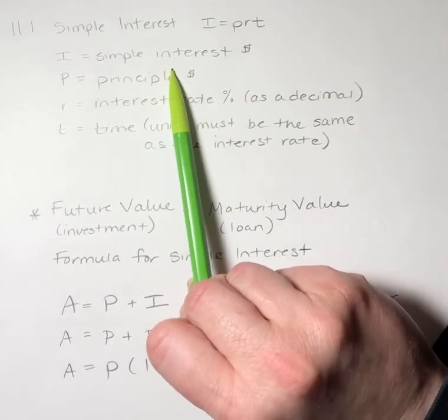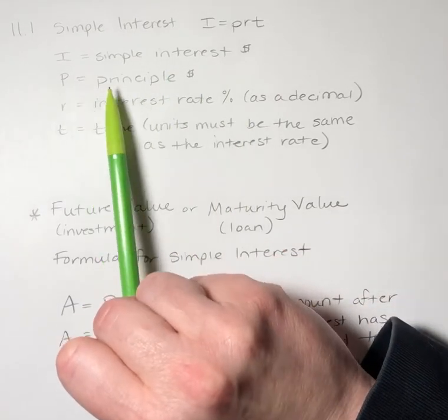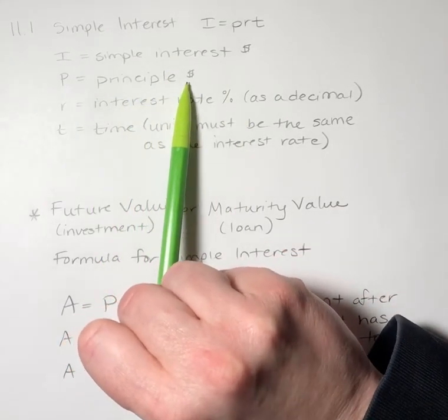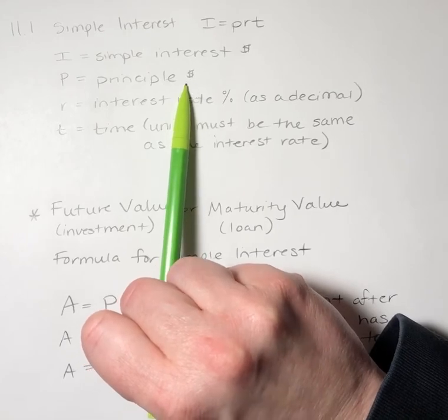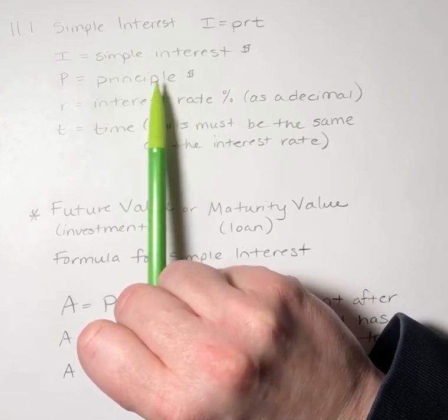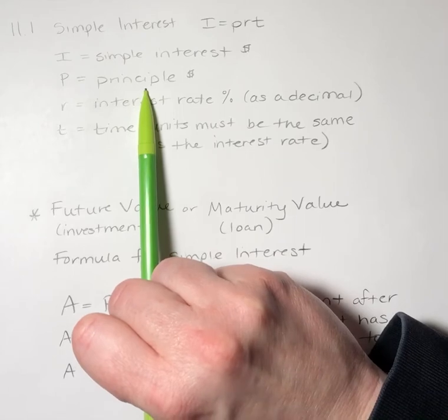I is your simple interest, which is in dollars. P is your principal. That's how much you are putting into the account, or how much you essentially would be taking a loan out for. It's the bulk of the money that you are starting with.